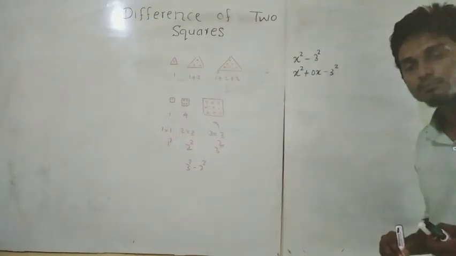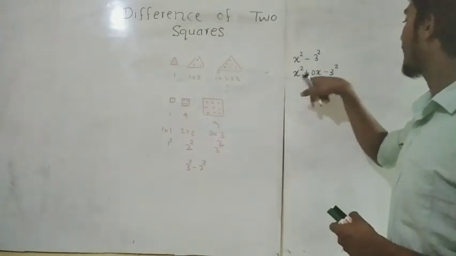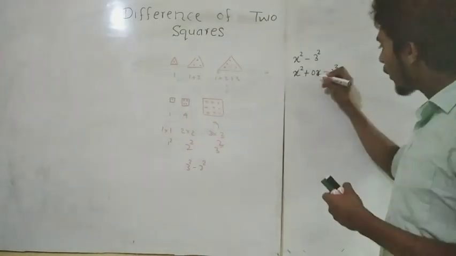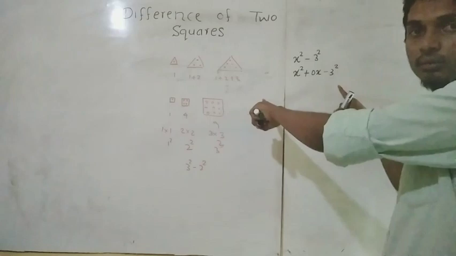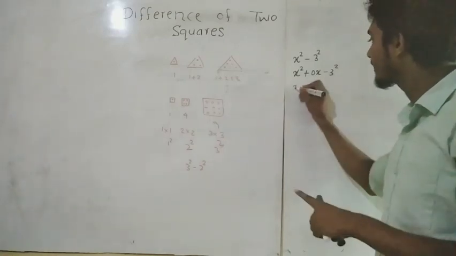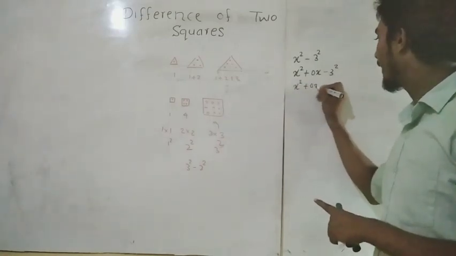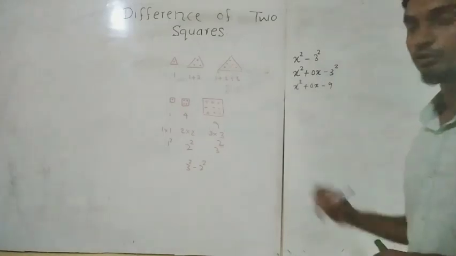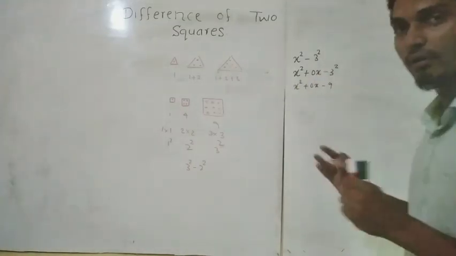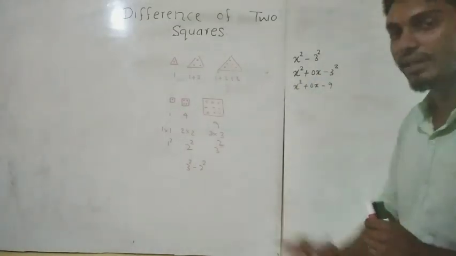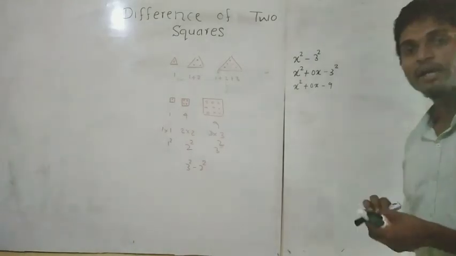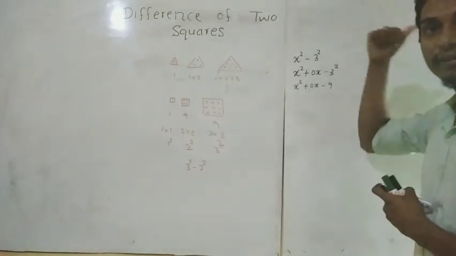Get it? Alright. Now you have x squared plus 0x minus 3 squared. Now this is a quadratic equation which we have already learned. So this is x squared plus 0x minus 9. So now we have a perfect, perfectly alright. It is a superb quadratic equation. Now we are going to apply our theory that we have already applied.